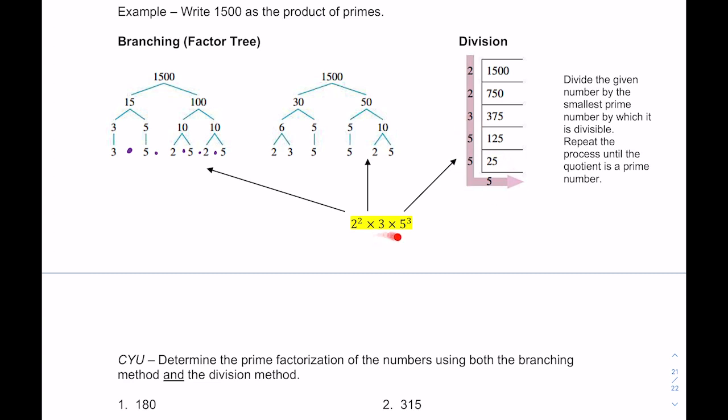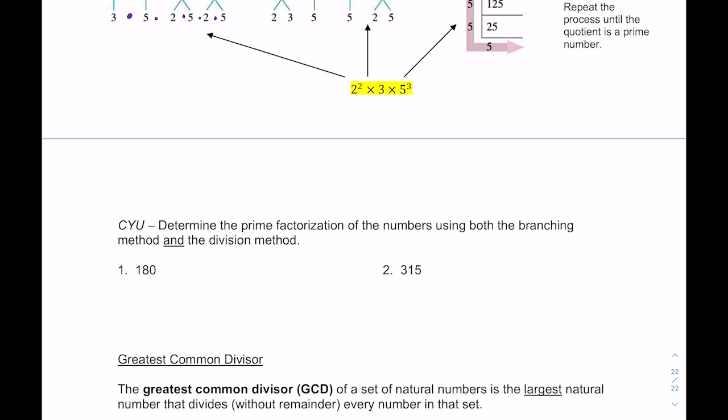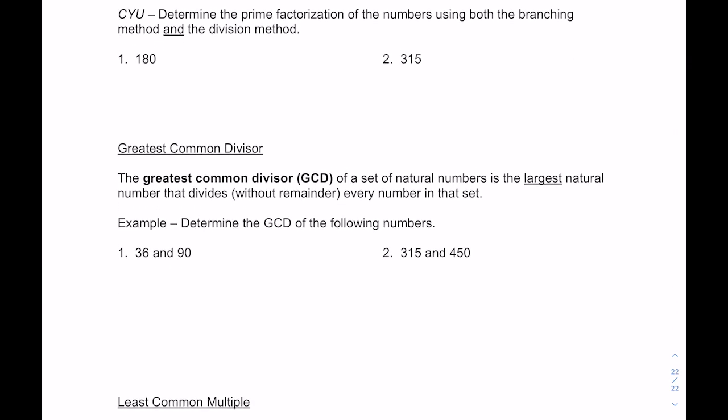There's those 3 5s there. So we're going to practice using both methods for these problems here. I'll do one of them with you, and then you all can try one of the other ones on your own. So let's take 180, for instance. For 180, I want to first break this down into two numbers that multiply to give me 180. So I know since it ends in a 0, 10 will go into it. It's divisible by 10, so I could do 18 times 10.